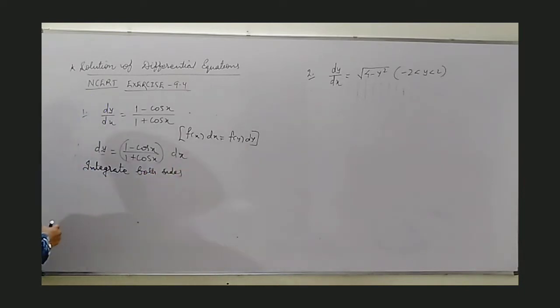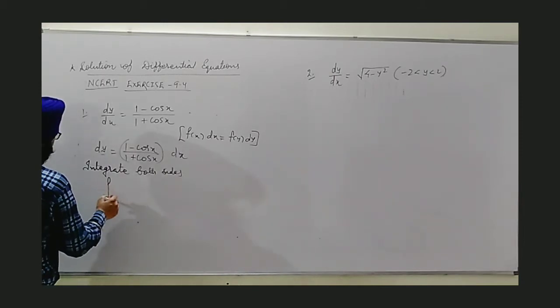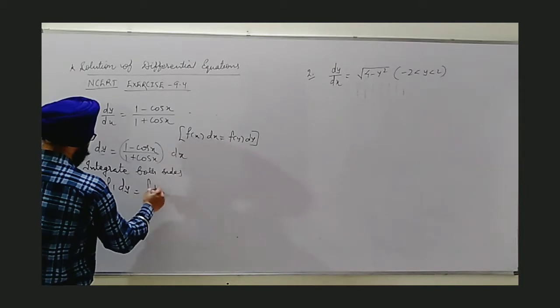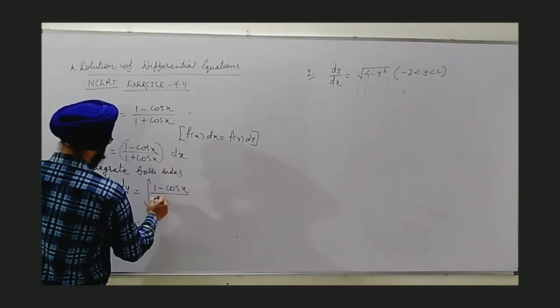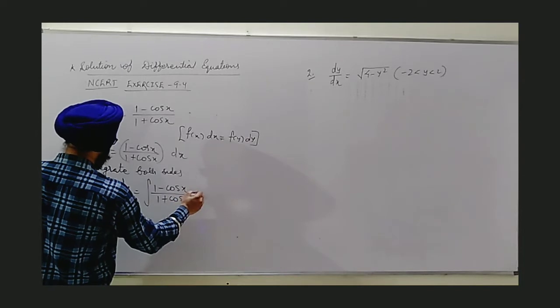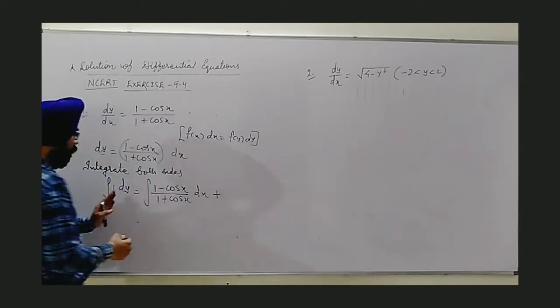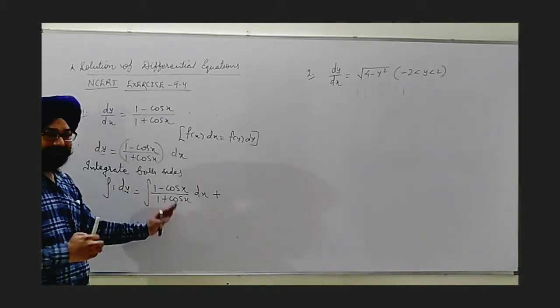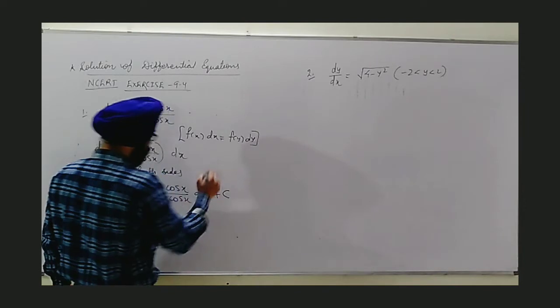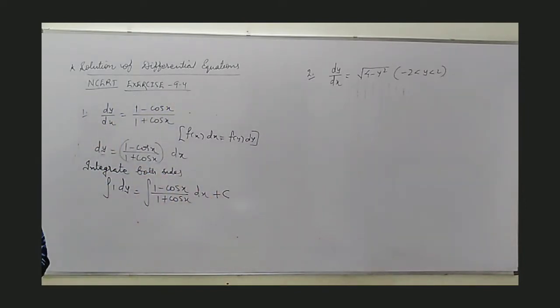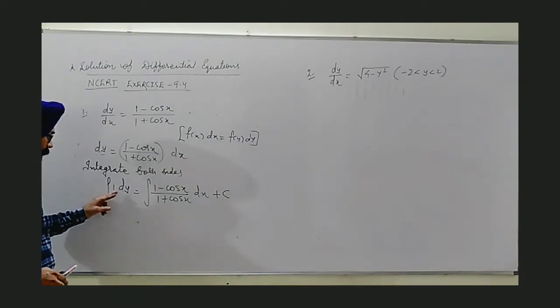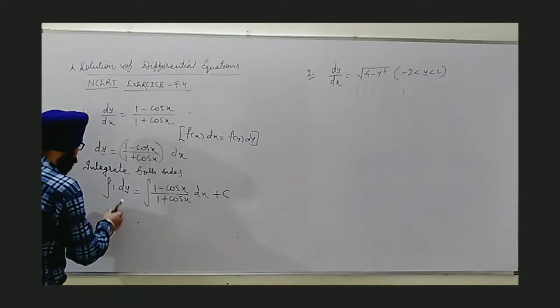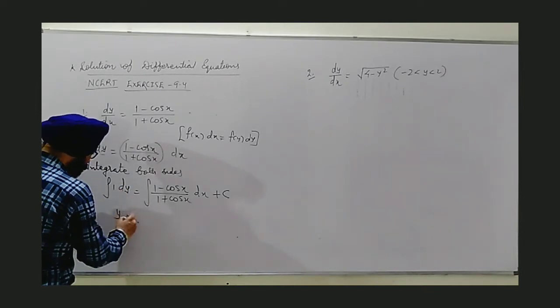So what we have, I can write this as integration 1 dy equals integration of (1 minus cos x) upon (1 plus cos x) dx, and obviously all the constants, from here we will get a constant, from this term also we will get a constant, all the constants are clubbed in one term only as c. Okay, we write that as c. Now we have to be careful, it is 1 dy, means with respect to y it's going on, so we have to write y as the integral.